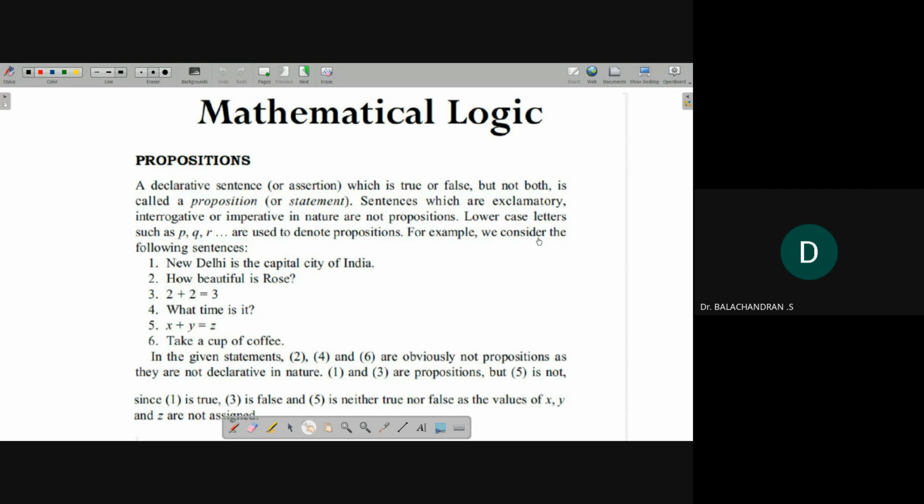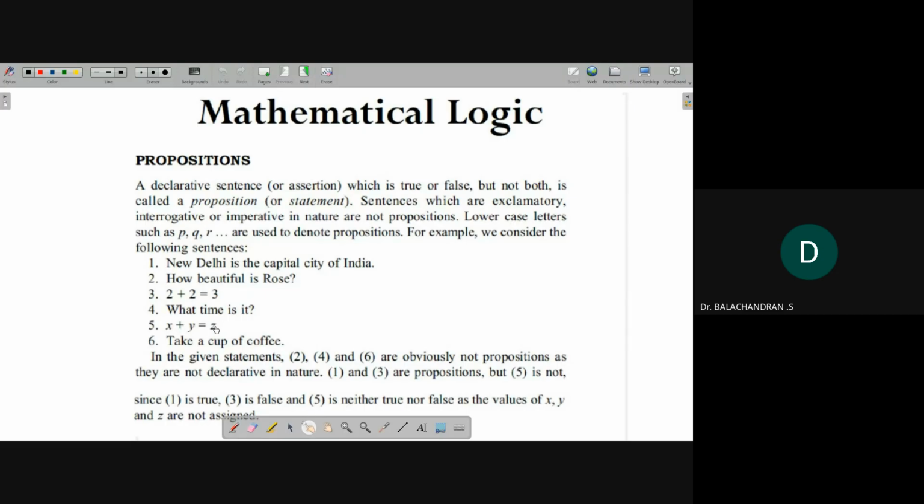For example, we consider the following sentences. New Delhi is the capital city of India. Actually, this is true, so it is called a proposition. How beautiful is the rose? It is interrogative, so it is not a proposition. 2 plus 2 equals 3. It is false, but it is a proposition. What time is it? Again, it is interrogative, so it is not a proposition.